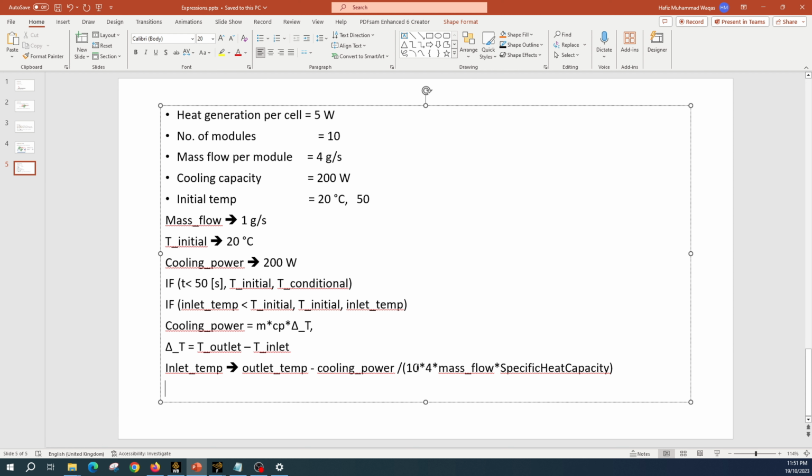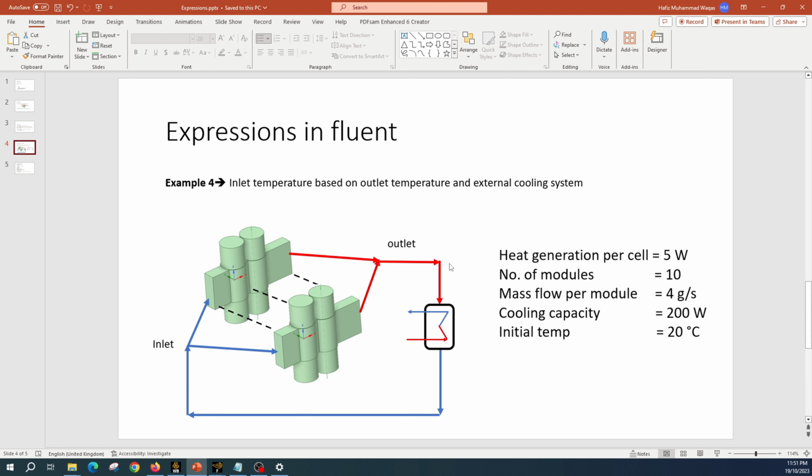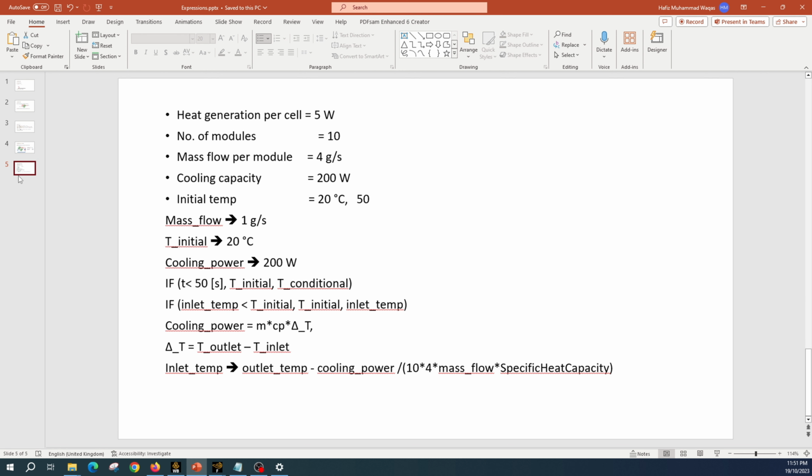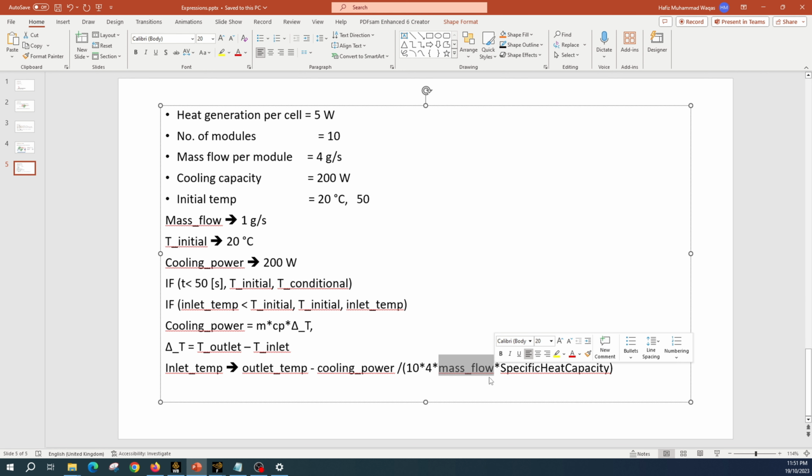And the other thing here, why did I use 10 into 4 into mass flow rate? The mass flow rate is only 1 gram per second, and this 200-watt cooling power is for the entire system. So it means we need to consider the mass flow rate for all modules. The mass flow rate defined over here is only for 1/4 of a single module, that is 1 gram. So the 4 is over here because of symmetry, because we are using 1/4. That's why we are multiplying by 4, and 10 is because of 10 modules. So this one is the total mass flow rate.